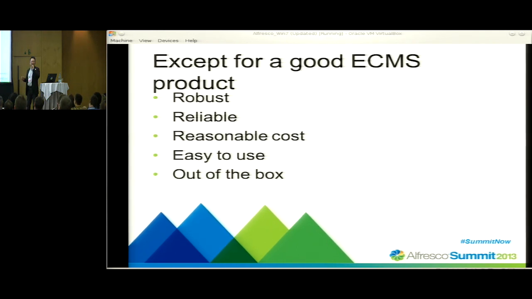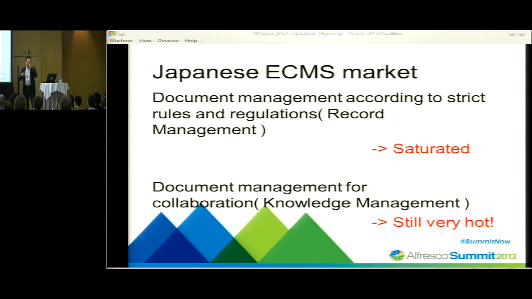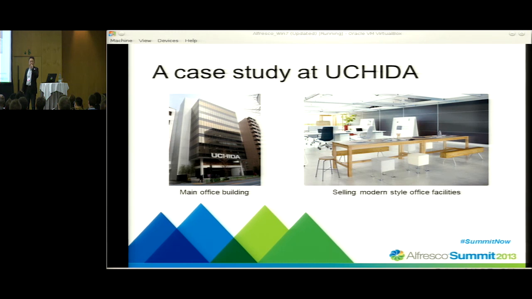But there is one exception. We didn't have a robust, reliable, easy to use, out of the box ECMS product at reasonable cost. And I will tell you the name of the product. It's Alfresco. Let me briefly summarize the Japanese ECMS market trend. From the point of view of records management, the market is almost saturated. And from the point of view of knowledge management, I think it is still very hot, in my humble opinion.